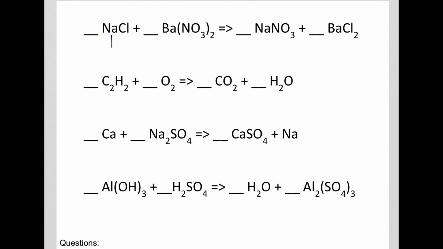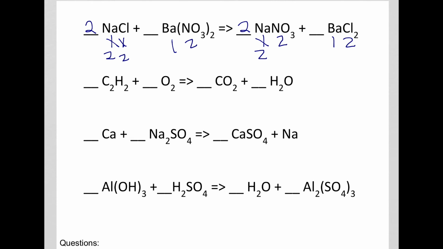I got one sodium, one chlorine, two chlorines. So I need to get two here in order to get my two chlorines. Don't worry about the sodiums. Just leave it as is, go on to the next element. One barium, two nitrates. So I need two nitrates here. So I'll need a 2 to go here. Now this will give me two sodiums, in which, hey, look at that, I've already got two sodiums, balanced.